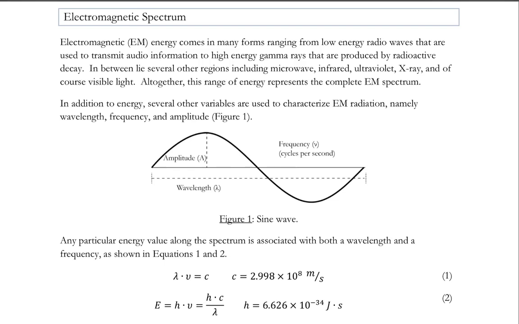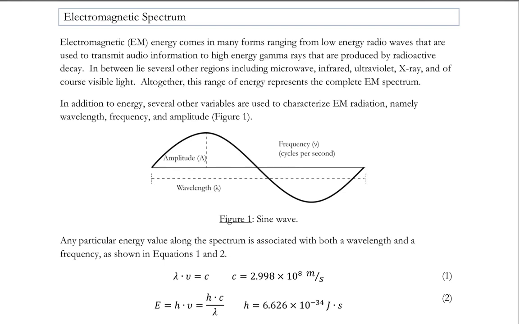So light, or electromagnetic radiation, has many properties to it. Two big ones are that it can be thought of as particle-like and it can be thought of as wave-like. As a wave, it moves like a sinusoidal wave as it propagates through space. It propagates at the speed of light, c, which is 2.998 times 10 to the 8th meters per second. We see that in equation 1.